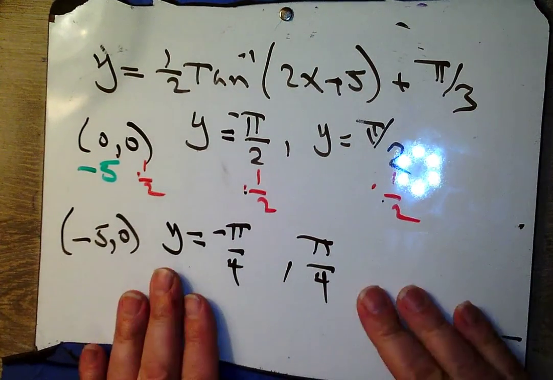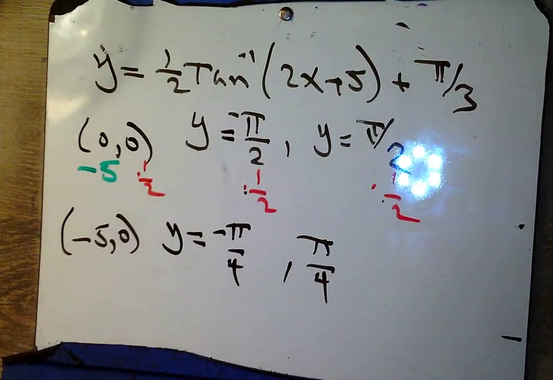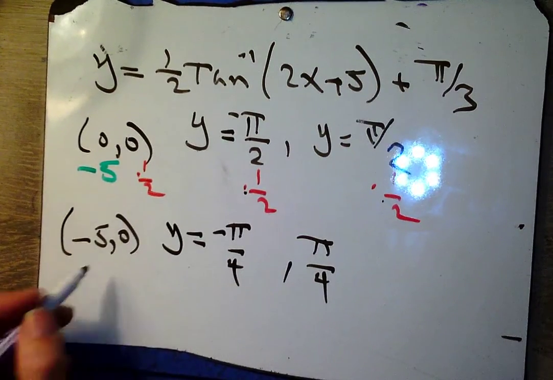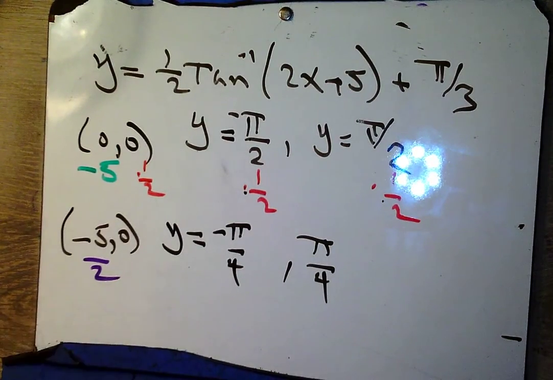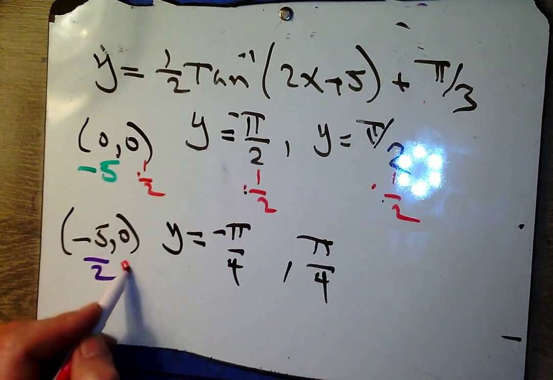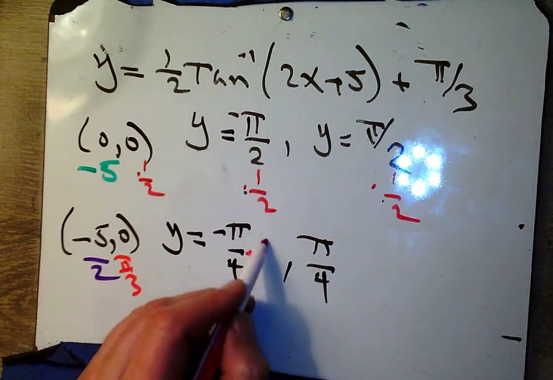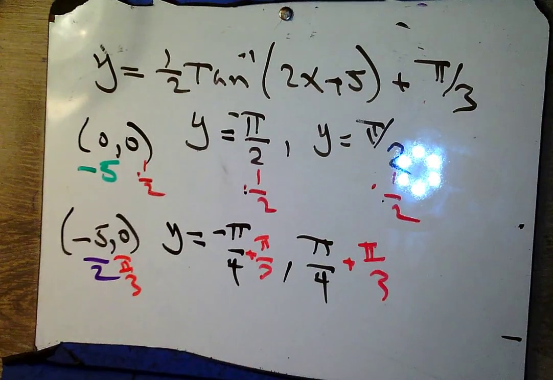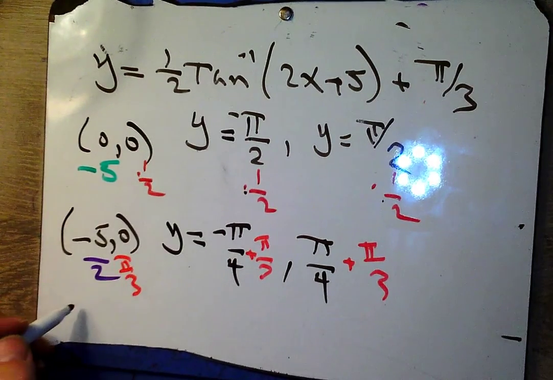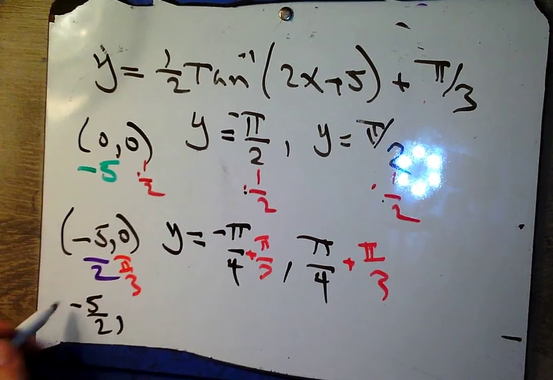So I have these 2 horizontal asymptotes, and I have this inflection point. Whoa, wait a minute, Mr. Koopa. You're not done. Yeah, I agree. Good catch. We need to divide all the x's by 2. Oh, there are no more x's, so that's the only thing I divide by 2. But we're also going to add pi over 3 to each of the y values.